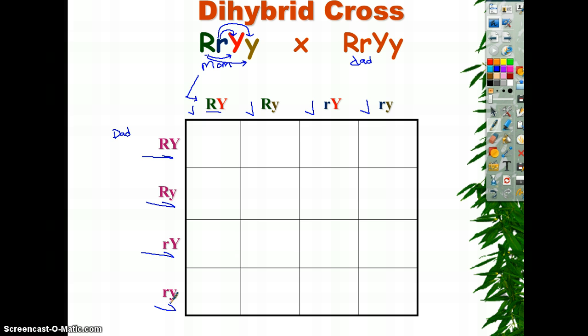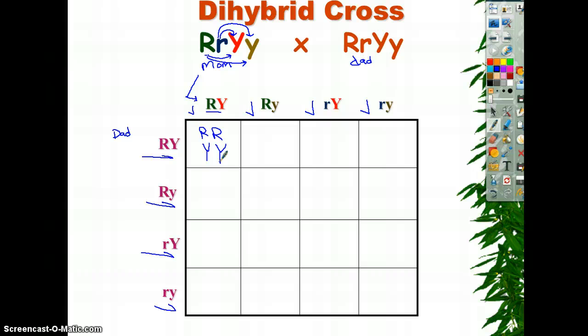And you could do this two different ways. So here, this R would come down, this R would go over, this Y comes down, this Y goes over. So you can write it like that. The R's have to be together and the Y's have to be together because the R's are the gene for shape, the Y's are the gene for color. And the shape does not affect the color. So you do not want to have a RY sitting next to each other.